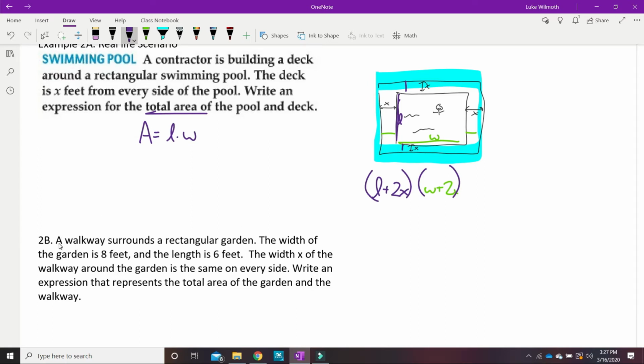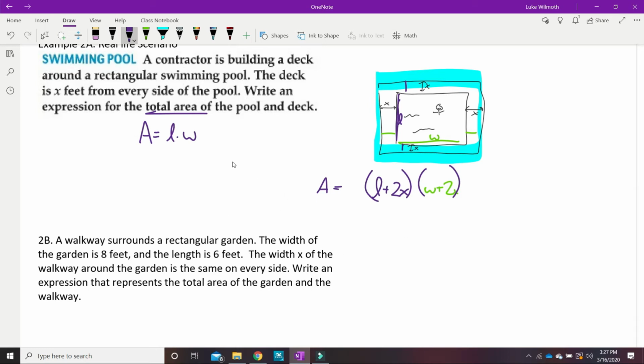It says 2b, a walkway surrounds a rectangular garden. Write an expression for the total area. Oh, it doesn't say to do anything with it. All right, that's our expression. Okay, anyway. A walkway surrounds a rectangular garden. The width is 8 feet and the length is 6 feet.